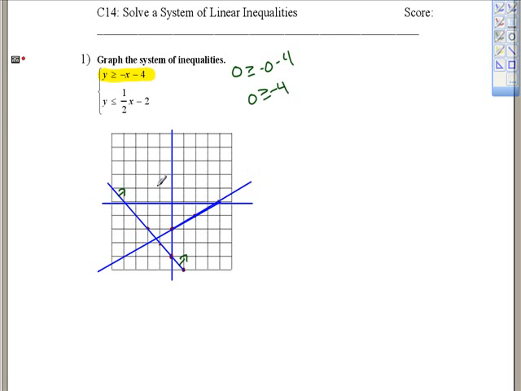Let's go ahead and check its shading. If I put in (0, 0), I've got 0 is less than or equal to 1/2 times 0 minus 2. That simplifies to 0 is less than or equal to negative 2. Again, 0 is greater than every negative number, so this is actually false. It's greater than negative 2, so I don't want to shade the (0, 0) side. I'm going to shade the other side. So the overlap of the shading for these two graphs is going to be this region down in here.